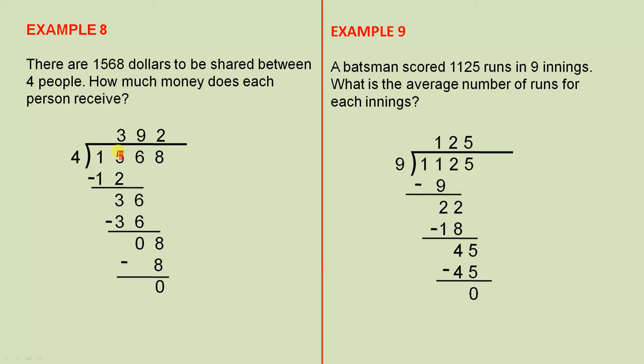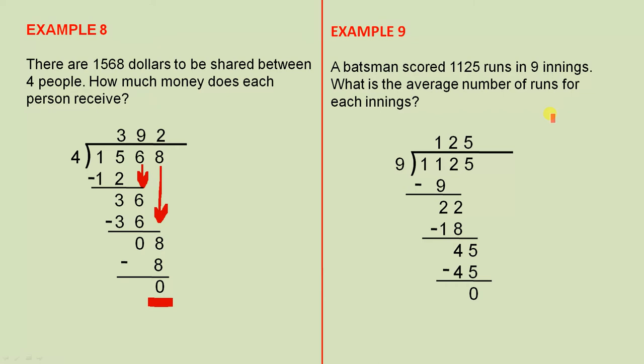4 into 15 goes 3. 3 fours are 12. We do our subtraction and find out there is a remainder of 3. We bring the 6 down. 4 into 36 goes 9. 9 fours are 36. When we do our subtraction, we get a remainder of 0. We bring the 8 down. 4 into 8 goes twice. 2 fours are 8. When we do our subtraction, no remainder. So each person receives $392.